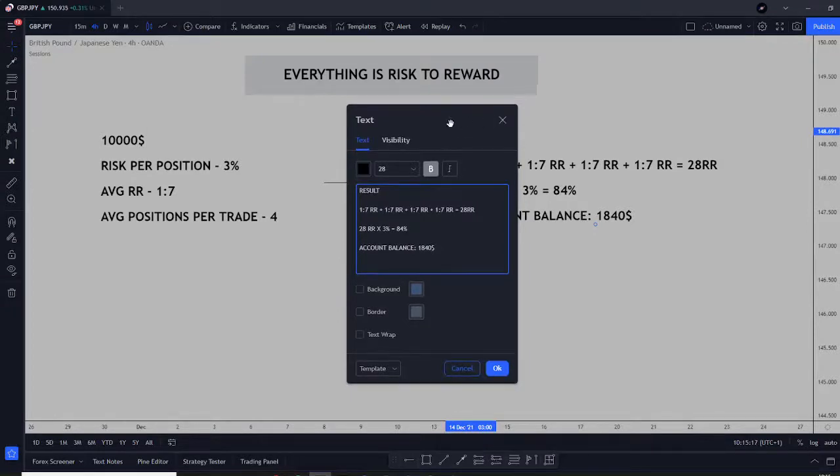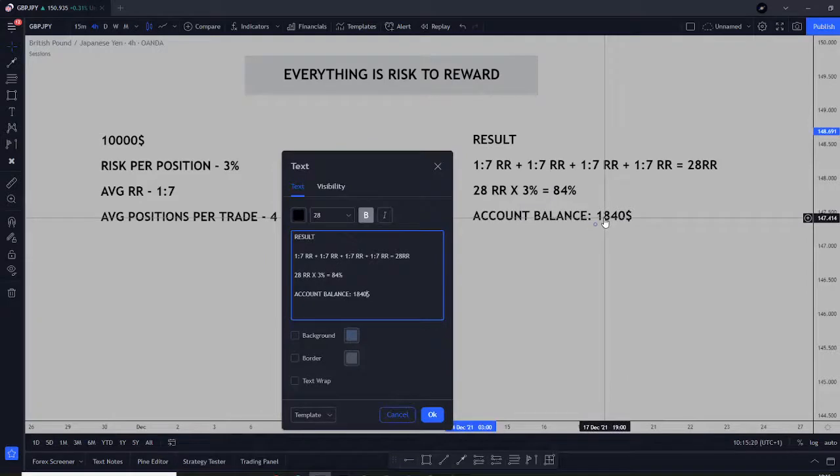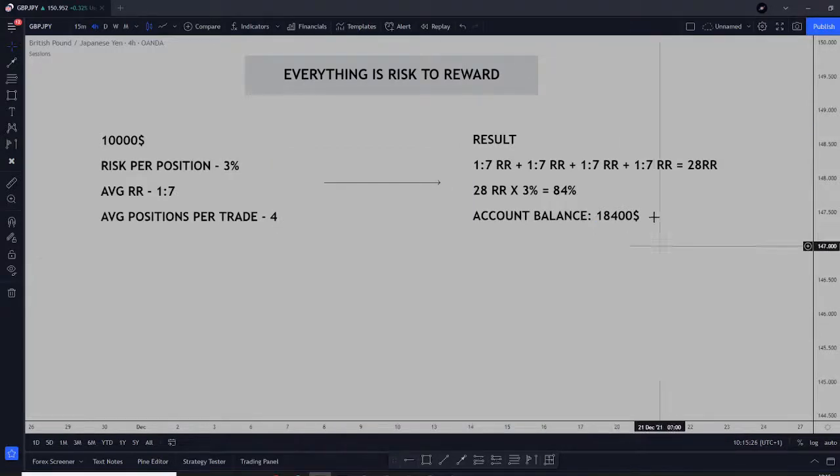So we are basically making the same thing, and our balance is going to be 18,400. So basically we made 8,400 on just a silly $10,000 account. So you don't really need those big accounts.